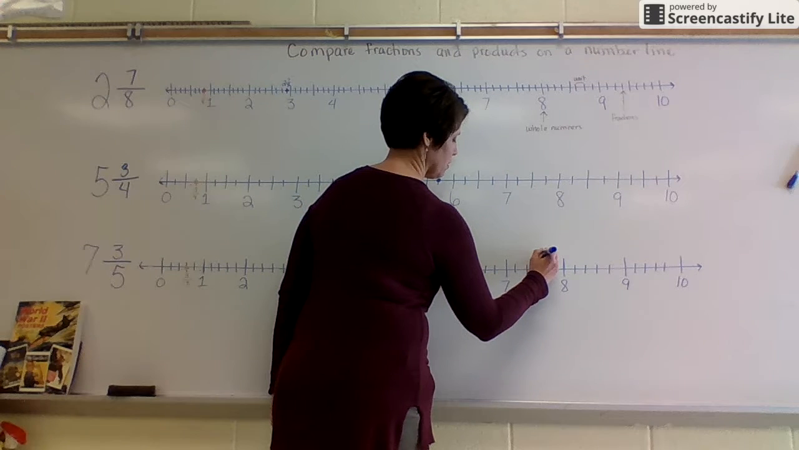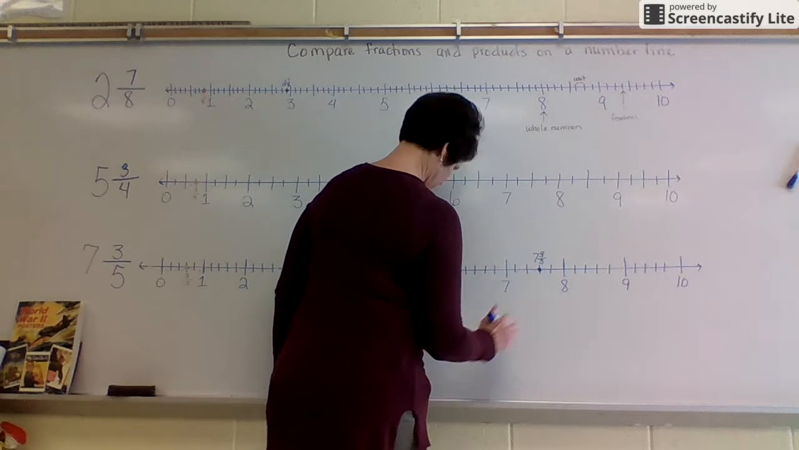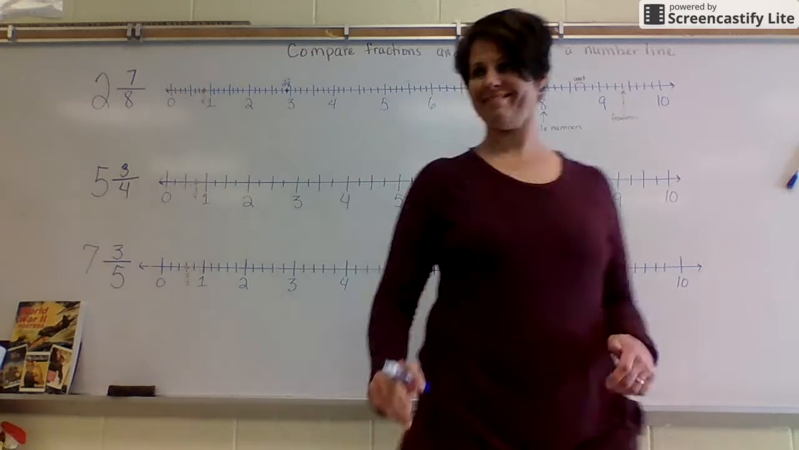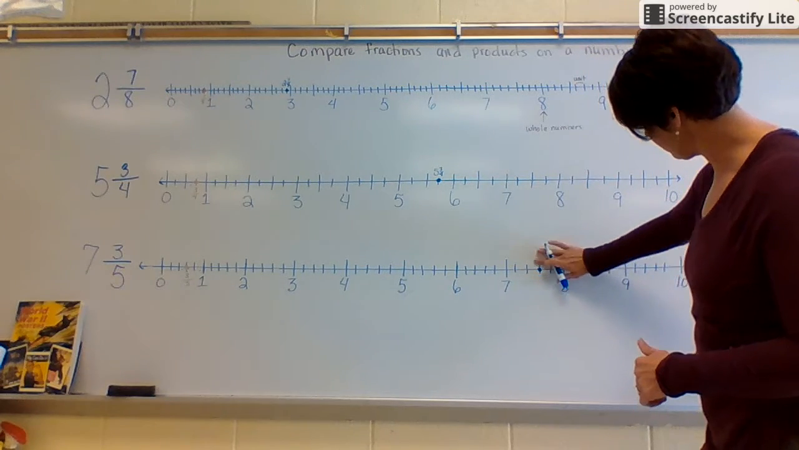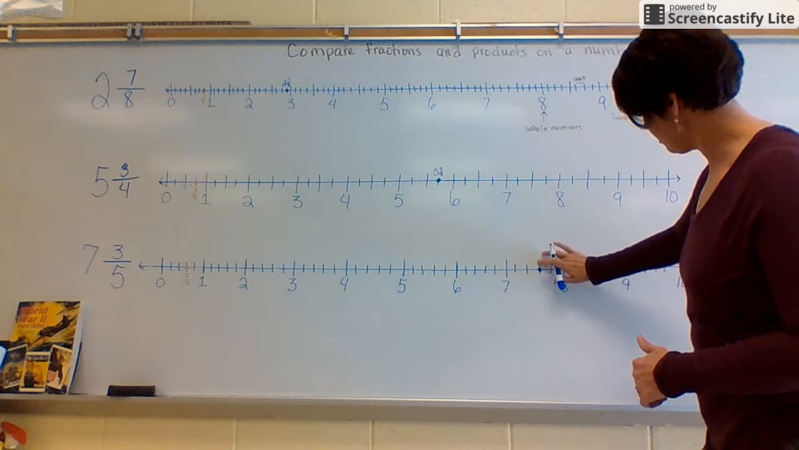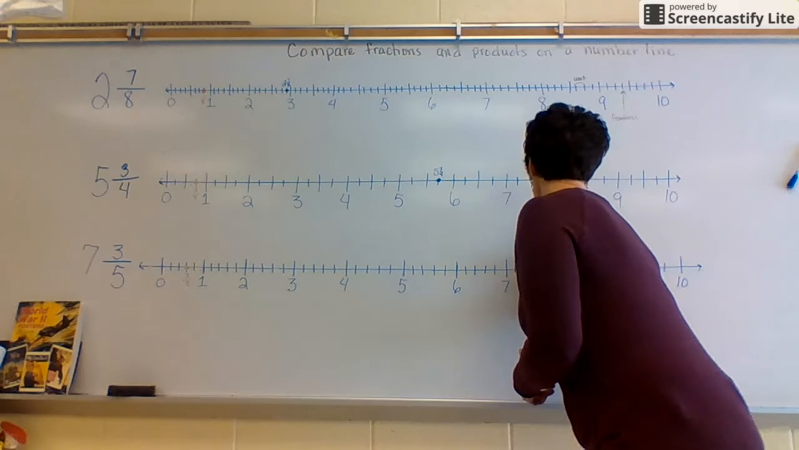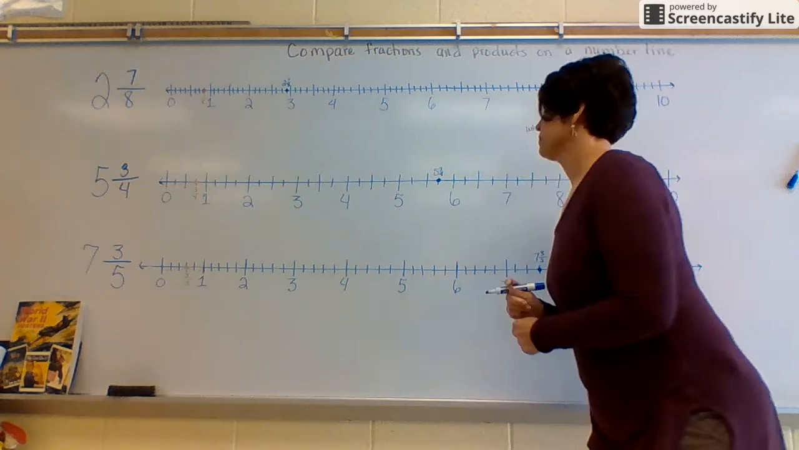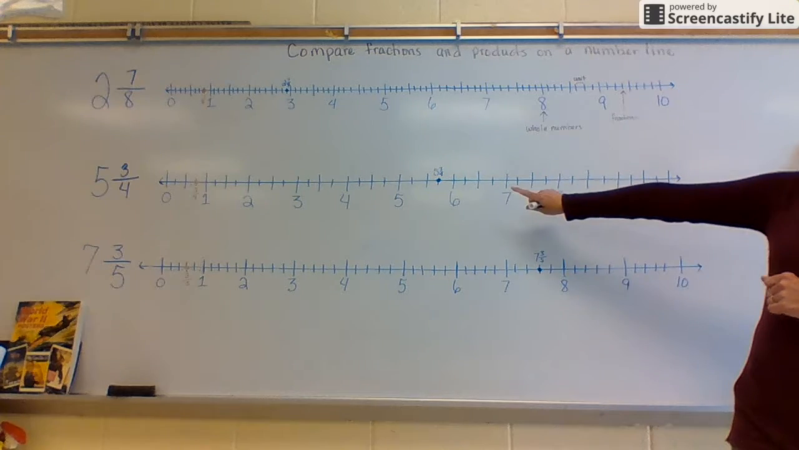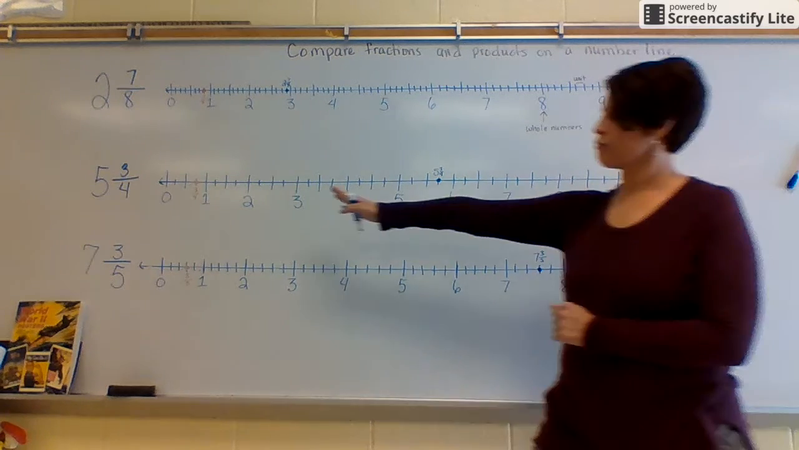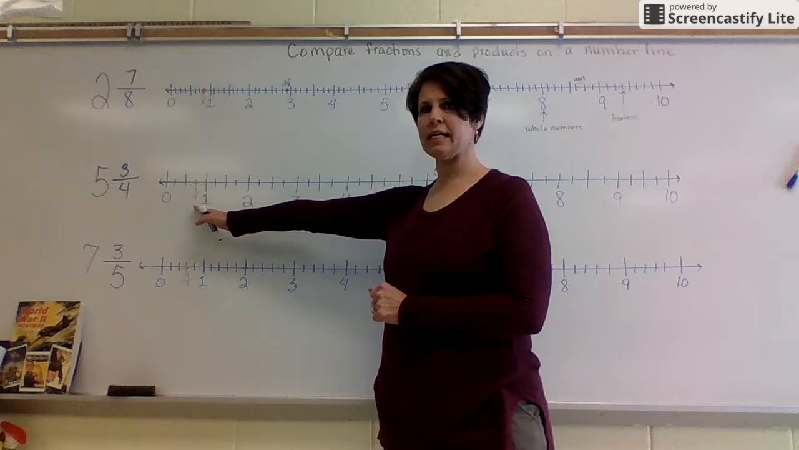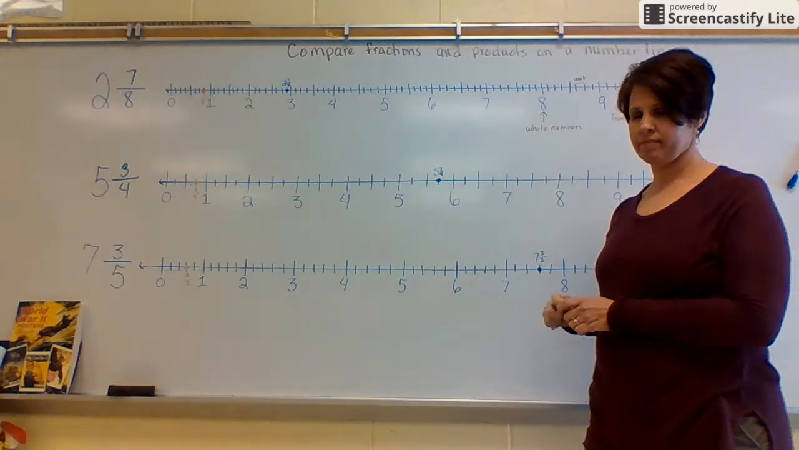Do you agree with me? Yes, ma'am. 7 3/5. Did someone say no? I thought you said no, Nolan. Do you agree with me, Nolan? I said yes. Okay, I just didn't understand. 7 3/5. Okay. Do we understand how to put our fraction on our number line and how we put a mixed number on a number line?